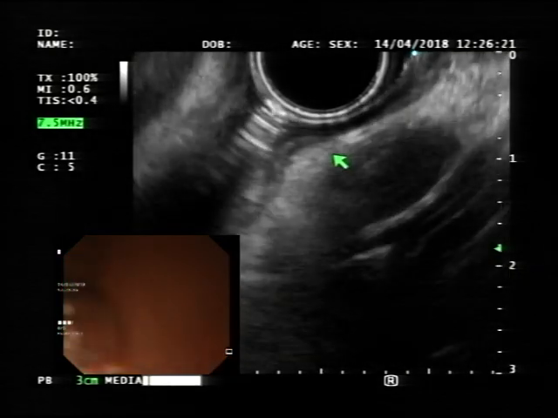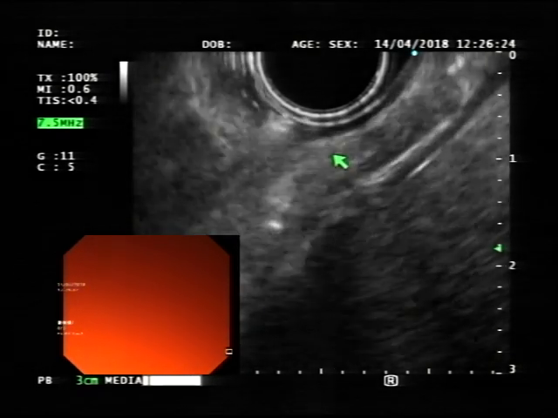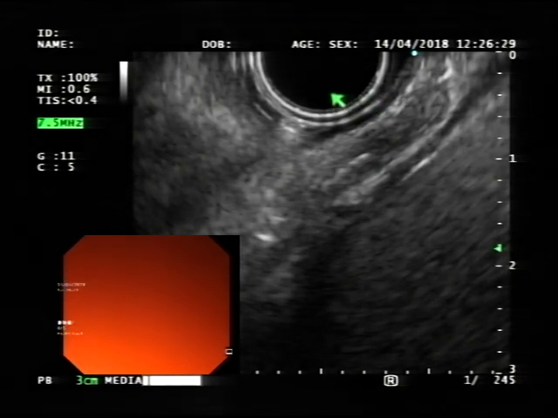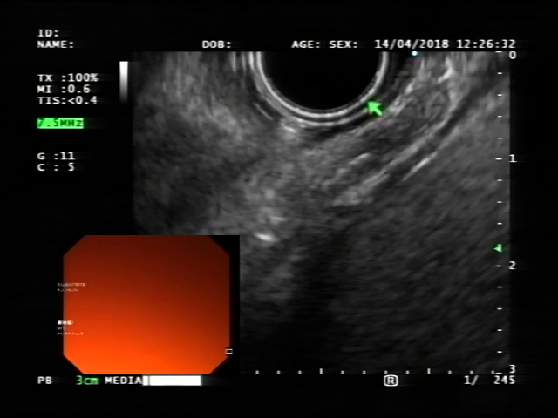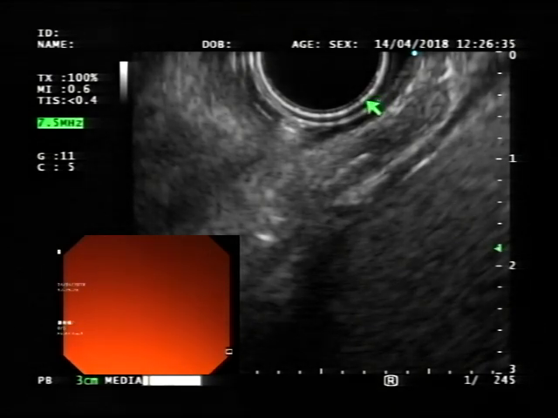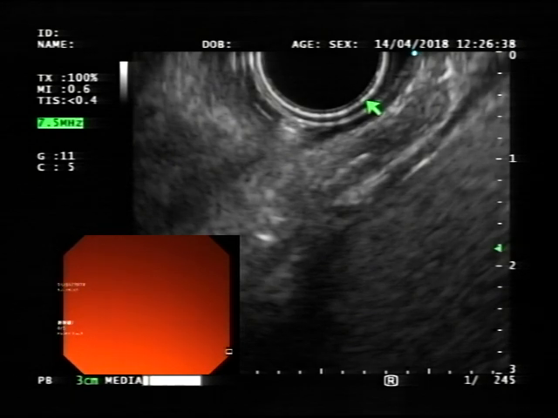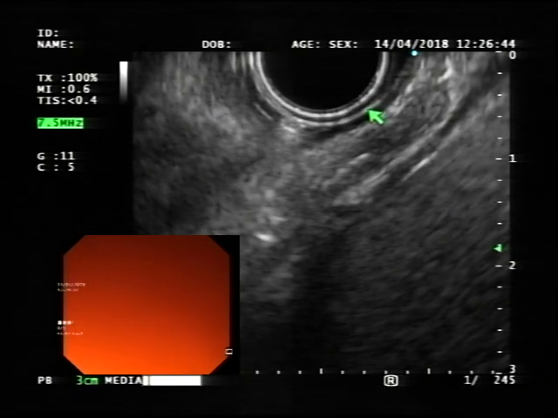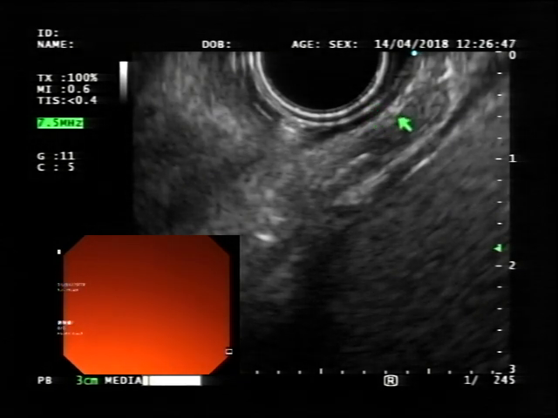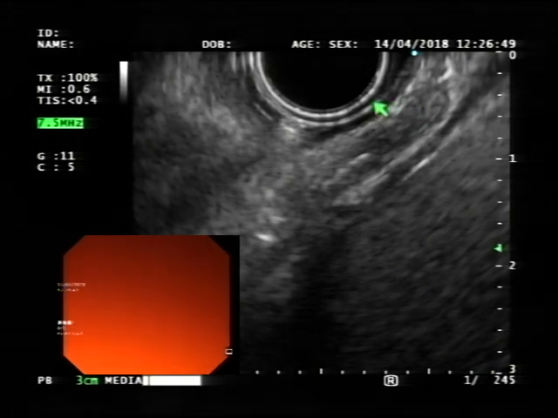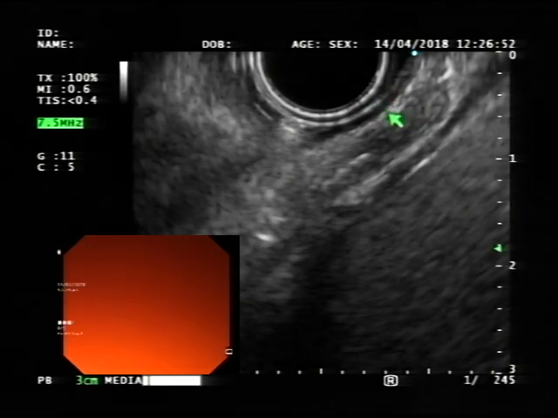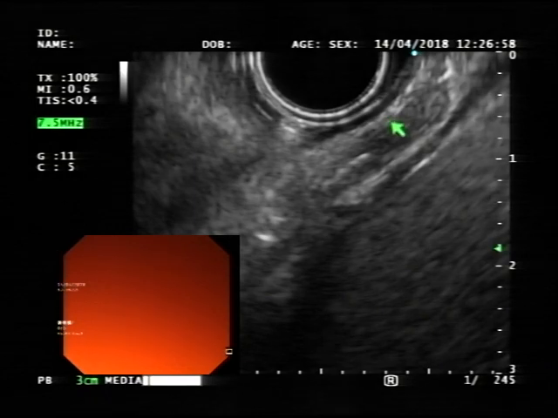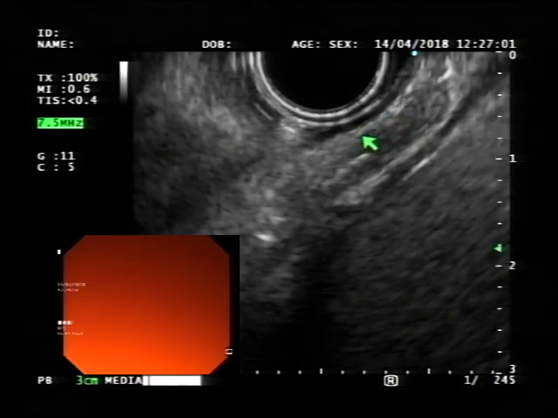So here, to show you the actual wall layers, this first one is all balloon, anechoic, fluid in the balloon. Then the first white is the approximation of the balloon to the mucosa itself. Then you see the black, that's the muscularis mucosa, then submucosa, another white, then muscularis propria, and then serosa. If we see the same thing in the mediastinum, this would be adventitia. If you are seeing it in the peritoneum or intra-abdominal, that's serosa. And that's coming off this white, you saw that.